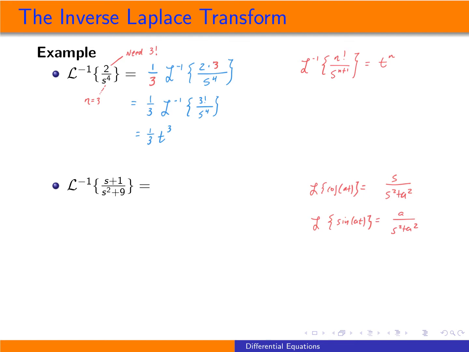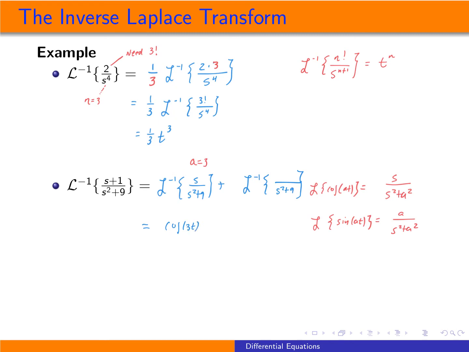For the given problem, we can break this fraction up over that addition in the numerator, so it's into 2 manageable pieces. So we can think of this as the inverse transform of s over s squared plus 9 plus the inverse transform of 1 over s squared plus 9. The first part looks identical to the cosine formula, where a squared is 9, so I'm going to just note here a equals 3. So this would just be cosine of 3t.